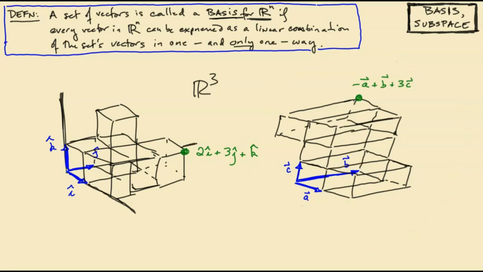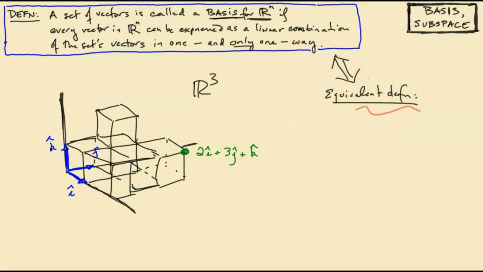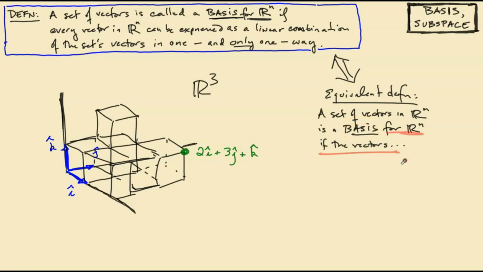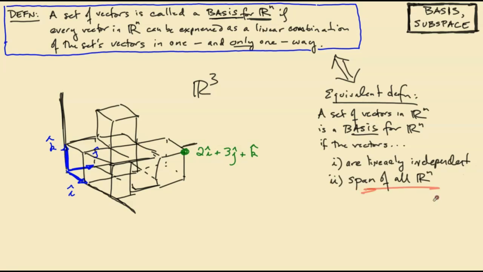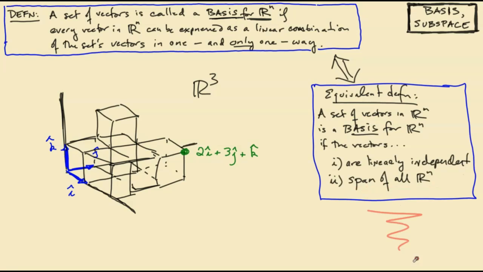And when you put those two requirements together, linear independence and spanning the entire space, you can come up with an equivalent definition for a basis, one that you will often see in many linear algebra books. So maybe I should write that down too. Equivalent definition: a set of vectors in Rn is a basis for Rn if the vectors 1 are linearly independent and 2 span all of Rn. So this is another way of saying the same thing that we've said over here, and you should be able to understand why they are equivalent, why they're saying the same thing.